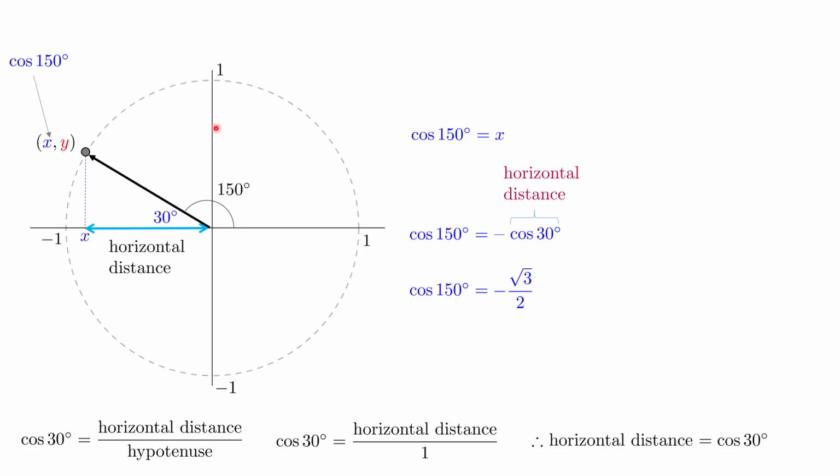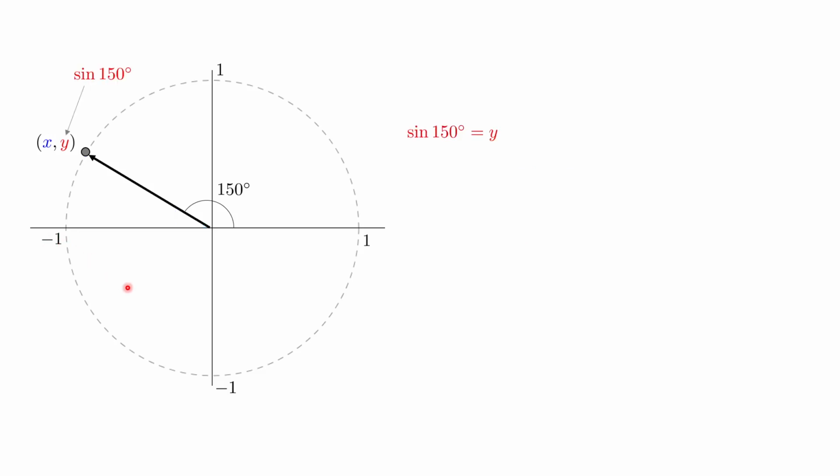Okay, so that's cosine taken care of. This is just the exact value and then a rough decimal. You can see that it's pretty reasonable because we're quite close to -1. So this being roughly -0.866 looks about right. Okay, let's go after the y-coordinate now.